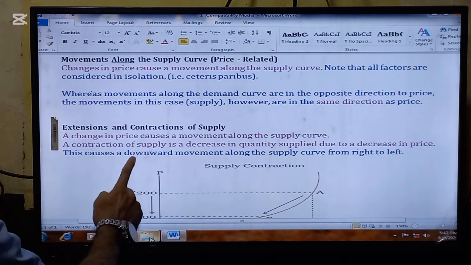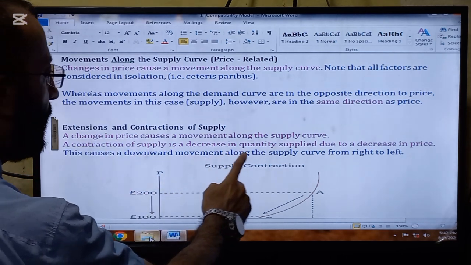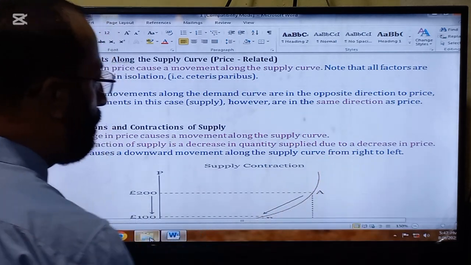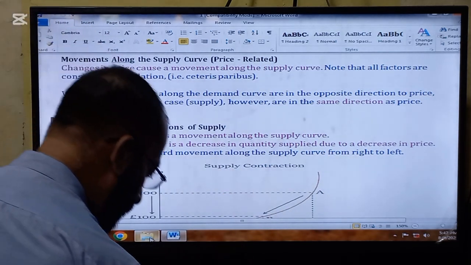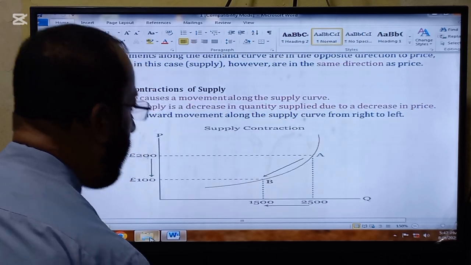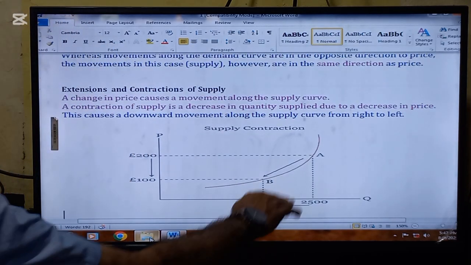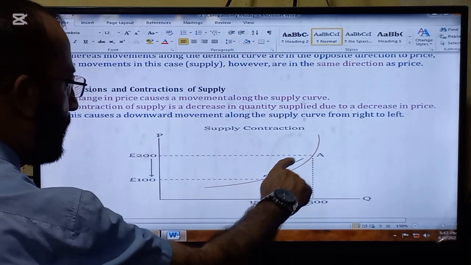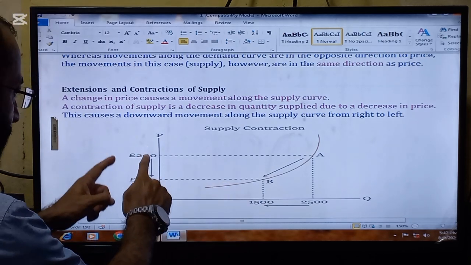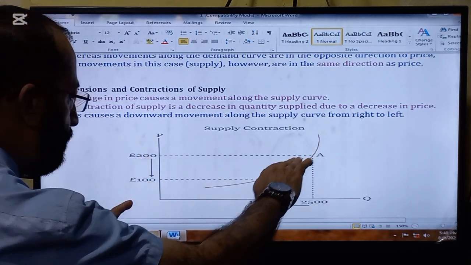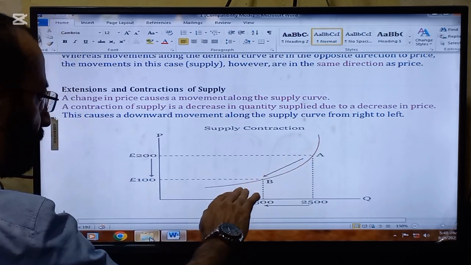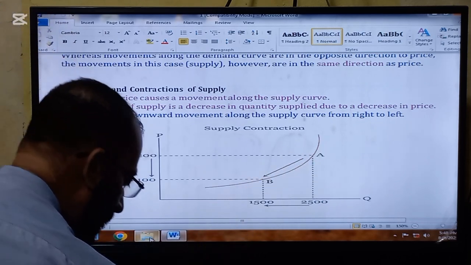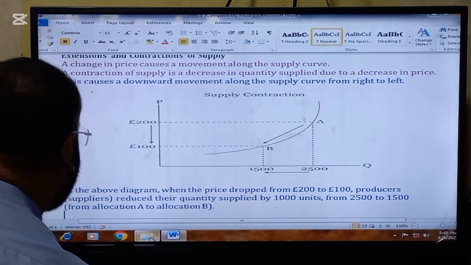A contraction of the supply is a decrease in the quantity supplied due to a decrease in the price. So this causes a downward movement along the supply curve from right to left. You can see this is the downward movement. When the prices go down, quantity supplied also goes down. So the movement along the supply curve is from right to left.